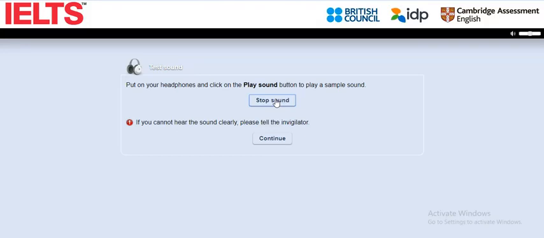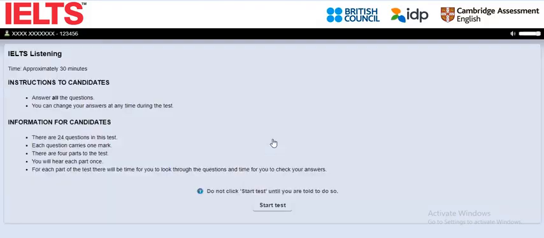Change the volume using the bar in the top right corner. Click continue when you hear the sound clearly. Change the volume using the bar in the top right corner. Click continue when you hear the sound clearly.